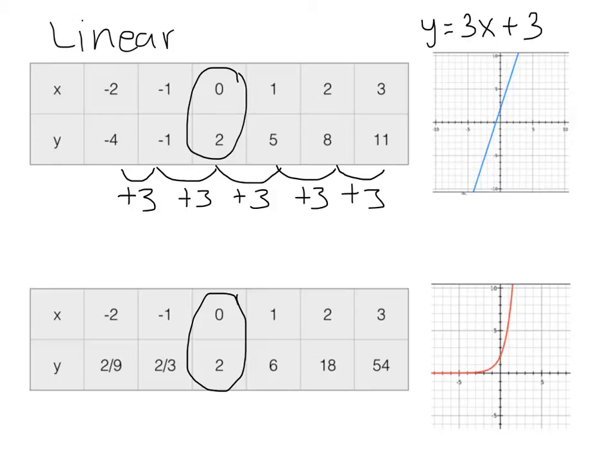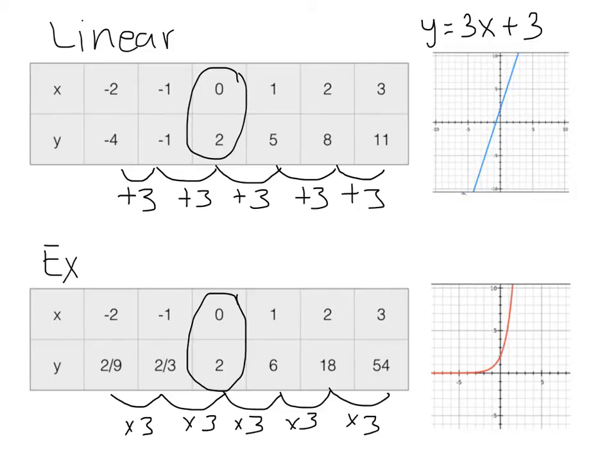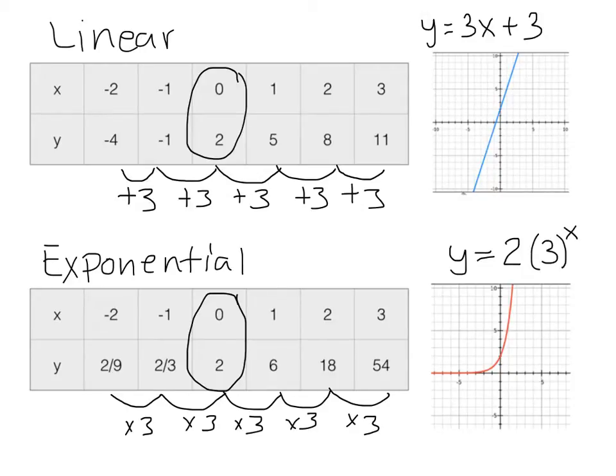The second table is also growing by 3, but in a different way. Each of the y values are being multiplied by 3 instead of added. Whenever we multiply by the same value over and over again, we end up with an exponential function. Seen in this graph, y equals 2, which was our starting point, and we multiply by 3 over and over again.